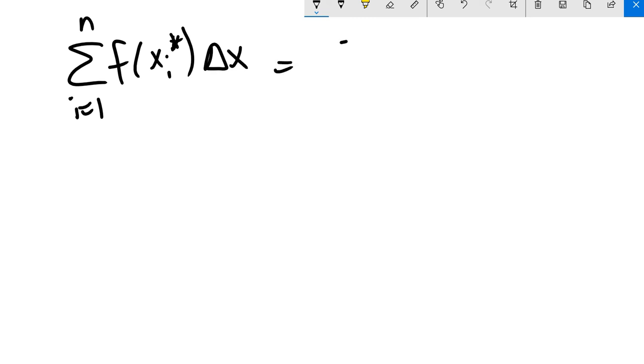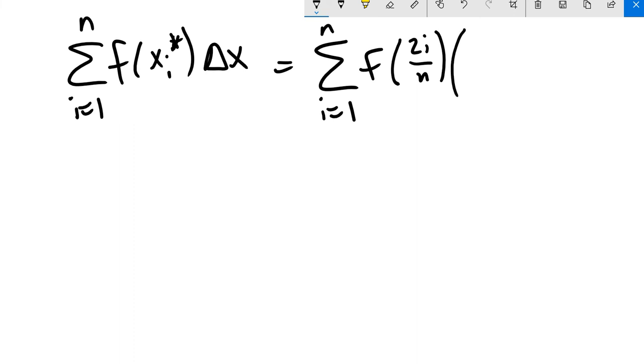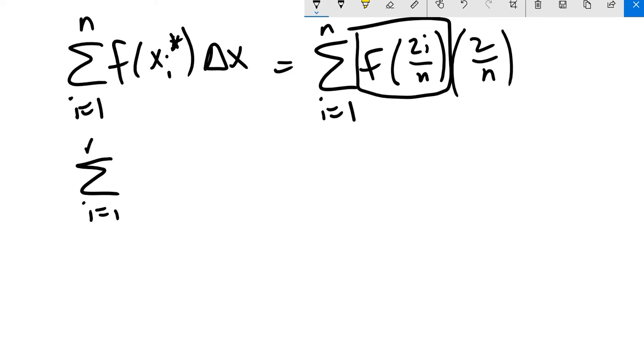So this is equal to the sum from i equals 1 to n of f of xi star, which we chose to be our right endpoint, which is 2i over n, times change in x, which we calculated to be 2 over n on the previous screen. Okay, so let's simplify this a bit. Our function is x squared. When we plug 2i over n into x squared, we're going to get the sum from i equals 1 to n of (2i over n) squared times 2 over n.